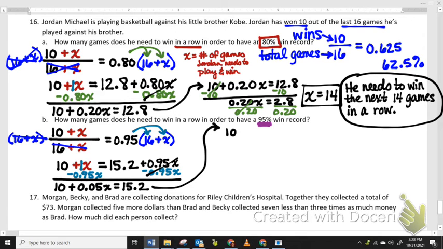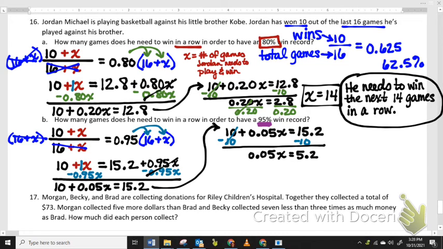Bring my work up here because I ran out of room. 10 plus 0.05x equals 15.2. Then I would subtract 10 from both sides, just like we did up above. 0.05x equals 5.2. And then I divide both sides by 0.05. When I put that into my calculator, I get something really big back. 5.2 divided by 0.05 is 104.